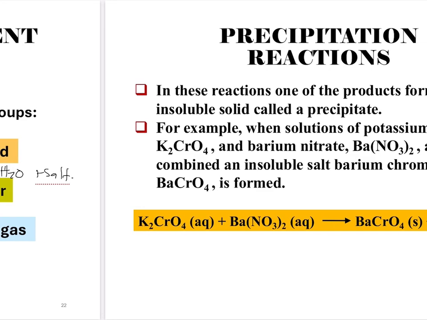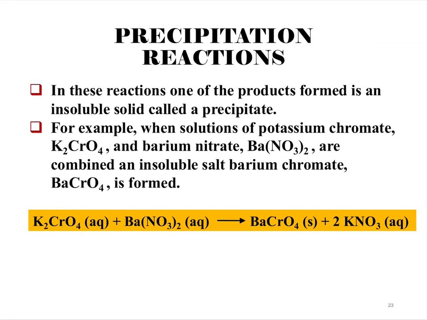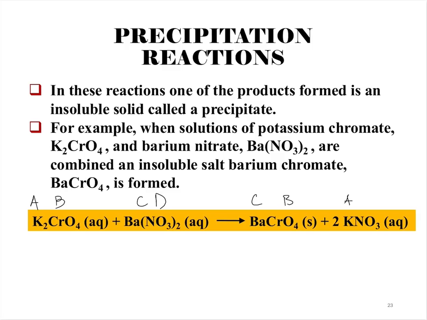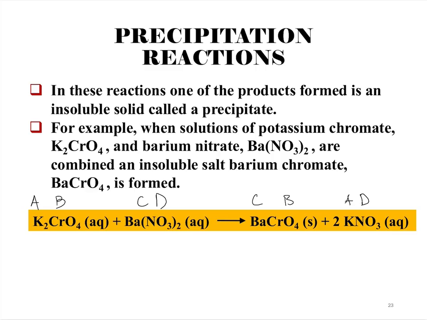So precipitation reactions, again, this is a double replacement reaction, right? Because here we have potassium and a chromate ion, and then barium nitrate. That's how we would identify A, B, C, and D here. And the barium takes the place of the potassium. We get barium chromate. So this is going to be CB plus AD, right? So that's how we classify it, as a double replacement reaction.